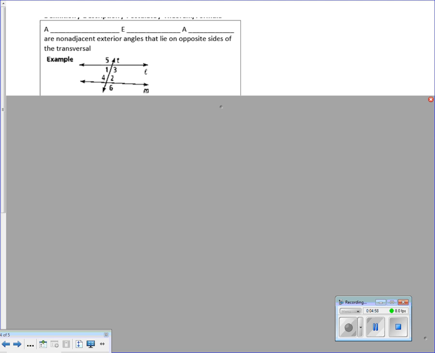All right, next page. All right, here we go. We have 3 blank spots. We're talking about angles. Okay, that's definitely the case here.